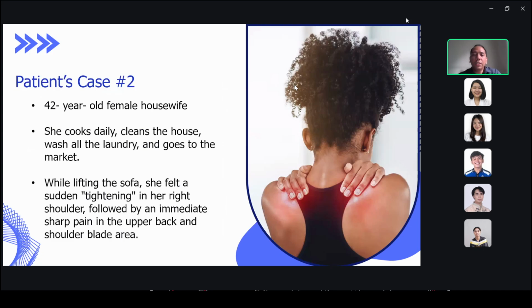And then we have the patient number two, a 42-year-old female housewife. So she cooks daily, cleans the house, wash all the laundry, and goes to the market. While lifting the sofa because nga housewife in patient, she felt a sudden tightening in her right shoulder, followed by immediate sharp pain in the upper back region and shoulder blade area.